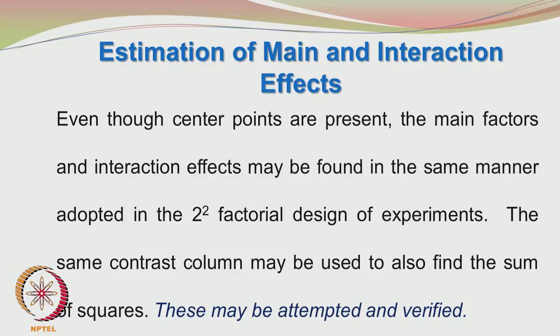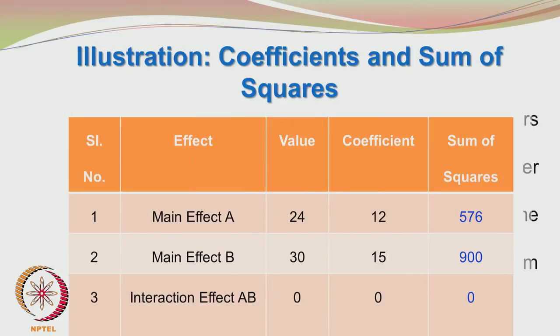Either you use the regression approach or you may use the factorial approach to estimate the parameters. So if you want, you can do these calculations. Since it's only a 2^2 design, you may do these very easily, and you may verify whether the results you obtain match the results which are going to be presented. So when you look at the values, the main effect A has a value of 24. The main effect B has a value of 30, and the interaction has a value of 0. And the coefficients for the different factors are 12, 15 and 0.